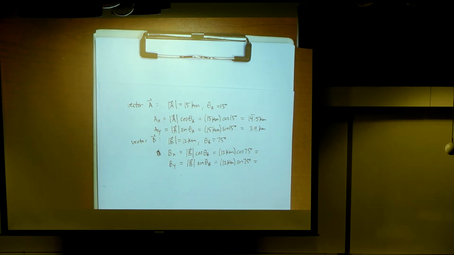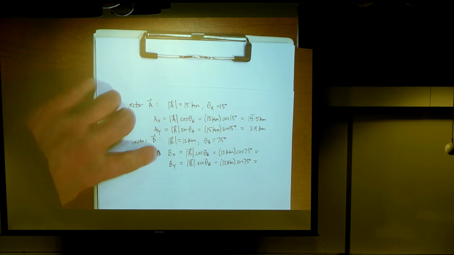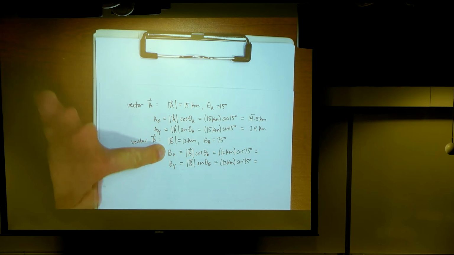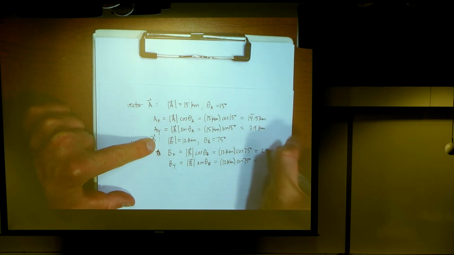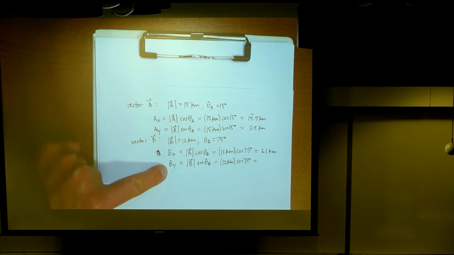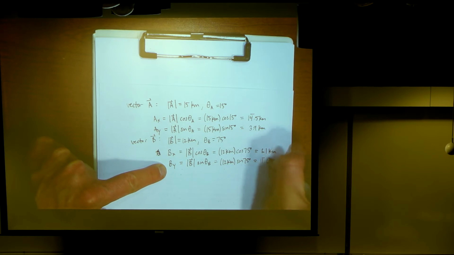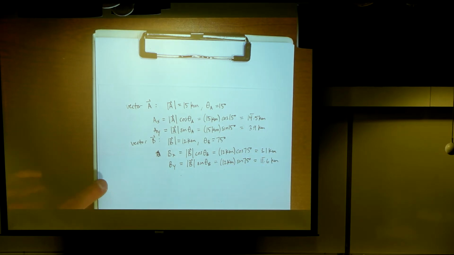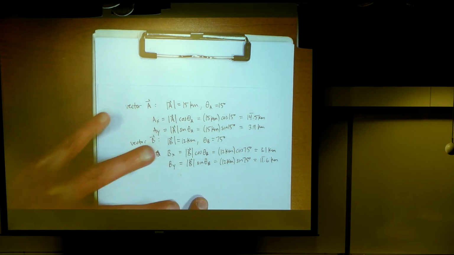So let's just see what we get for these two results. What do we get for the x component of vector b? 3.1. So that's 3.1 kilometers. And what do we get for the y component of vector b? 11.6. All right. So now do you see how we could just add these together now that we have all the x and the y components?